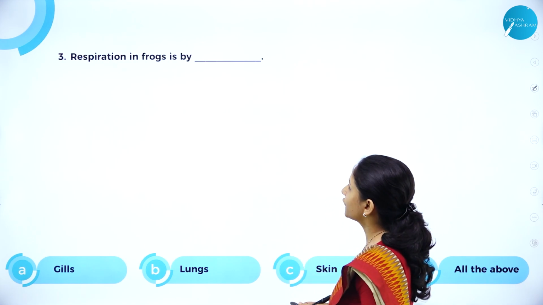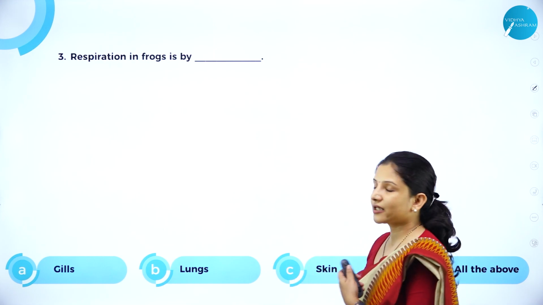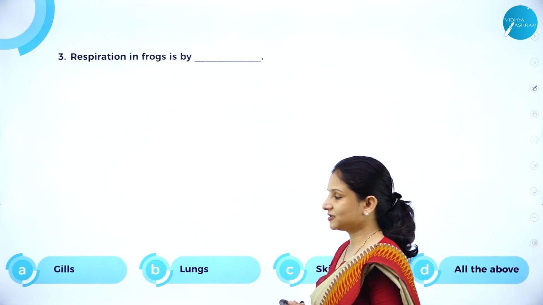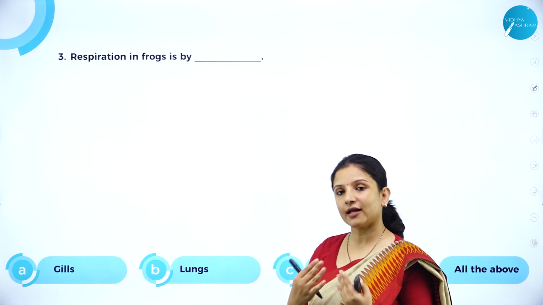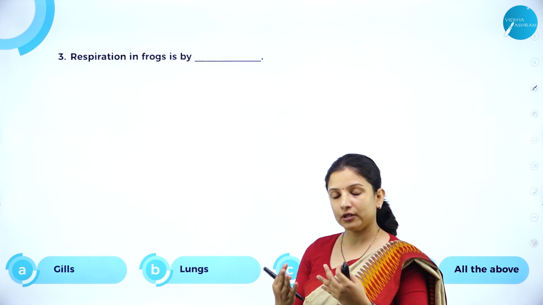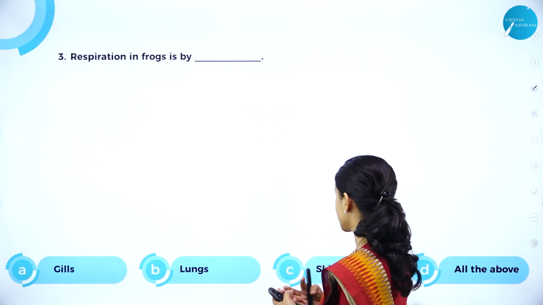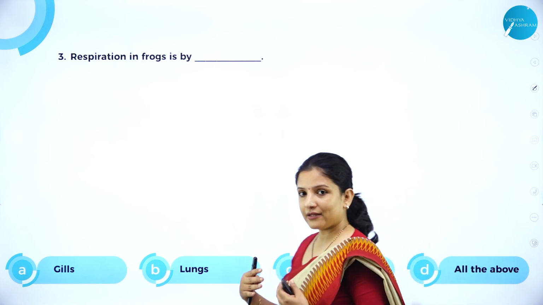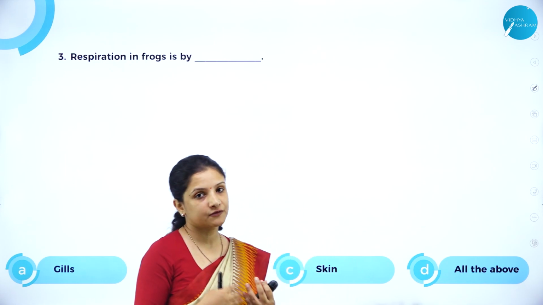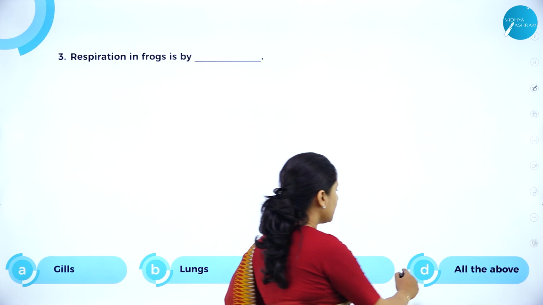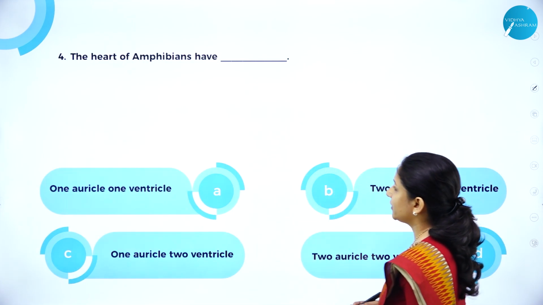Next, respiration in frogs is by gills, lungs, skin, all of the above. Yes, or they can ask respiration in amphibians is by. So gills, yes, I told you, because amphibians live in water as well as on land. So when they are in water, they need gills for respiration. When they are on land, they need lungs for respiration. And when they are on the land, especially frogs, they also use this moist skin which has pores for respiration. Therefore, all of the above is the right option here. Next, the heart of amphibians has.